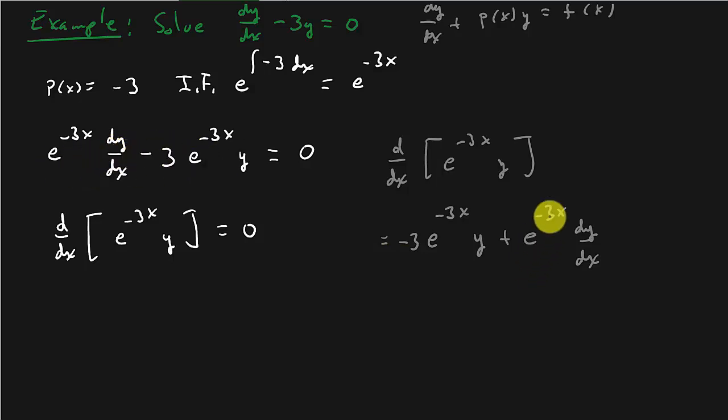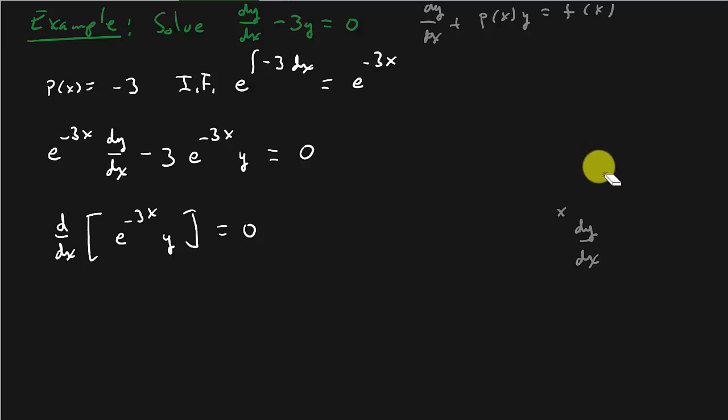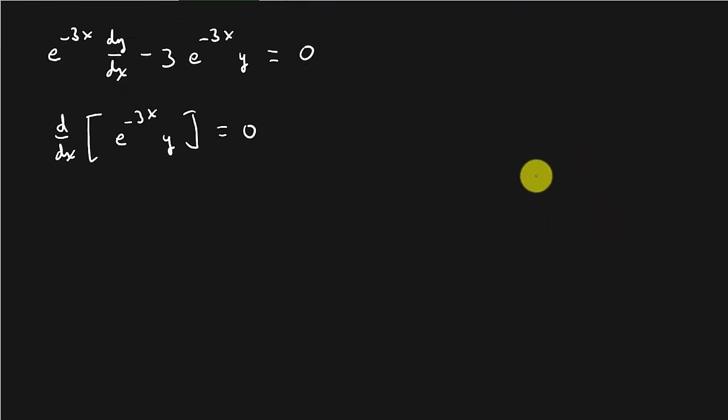See, you've got e to the negative 3x dy/dx, and then you've got the minus 3e to the negative 3x y right there. And basically all we're doing is just rewriting this as the derivative of that product there. You can see from this, it's the same thing. And that's how it works out every time.